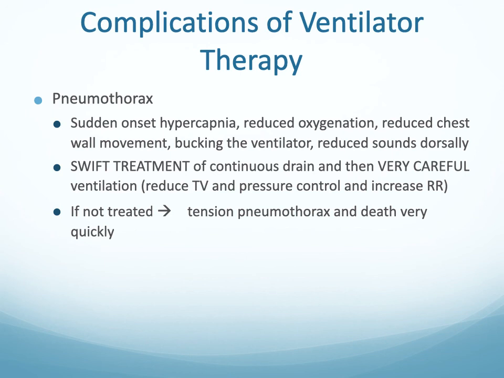Once a pneumothorax develops, you need to be very, very quick with your treatment of a thoracocentesis, and you probably need to have a continuous drain in place because we are still ventilating this patient, so we are still pushing air through the ET tube into the lungs, and some of that's going to still drain out. Once you've diagnosed a pneumothorax, you need to really drop down your tidal volume and your pressure control and increase your respiratory rate. Obviously you're still draining with a thoracocentesis, so hopefully you'll be able to get some lung expansion.